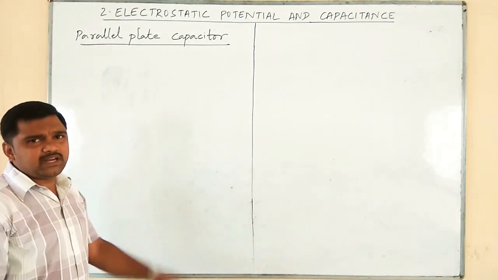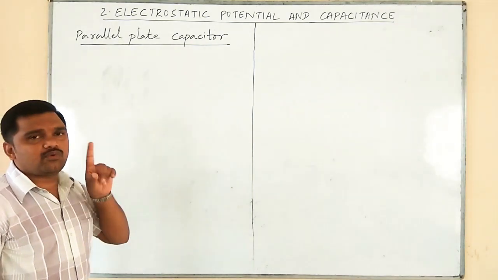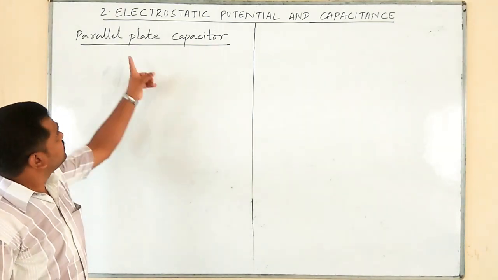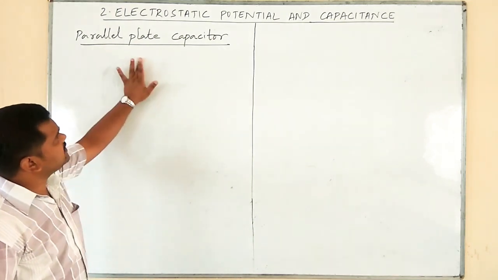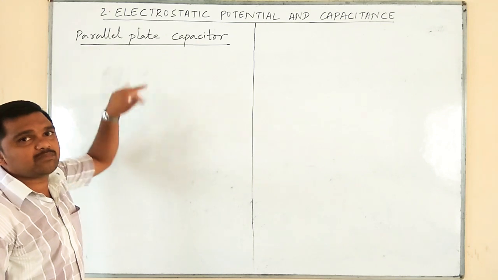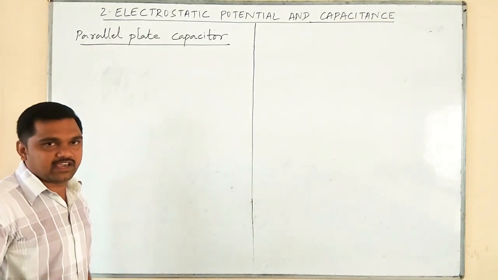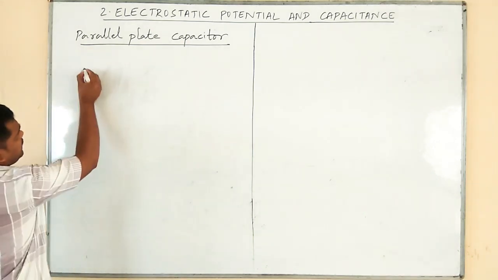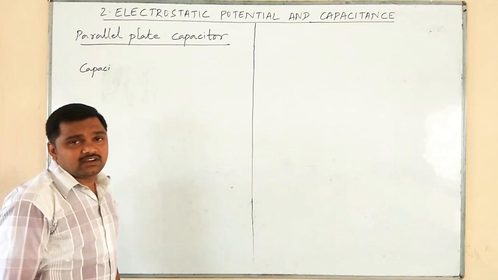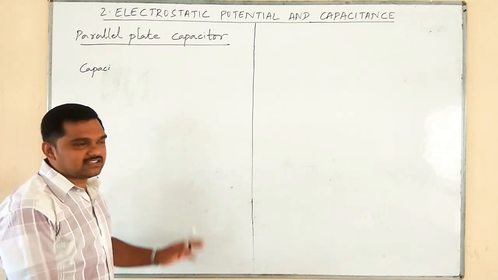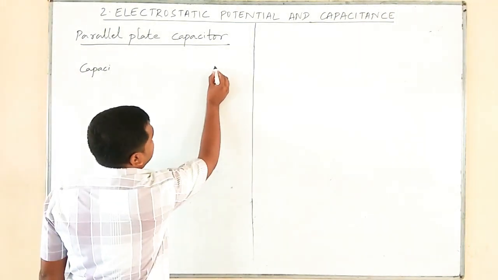There are plenty of different types of capacitors, but in our syllabus we have only one type of capacitor, that is a parallel plate capacitor. Why is this capacitor named parallel plate? Because this capacitor consists of two parallel plates. Capacitor is a device which is used to store electric charges and hence electrical energy. See, the capacitor looks like this.